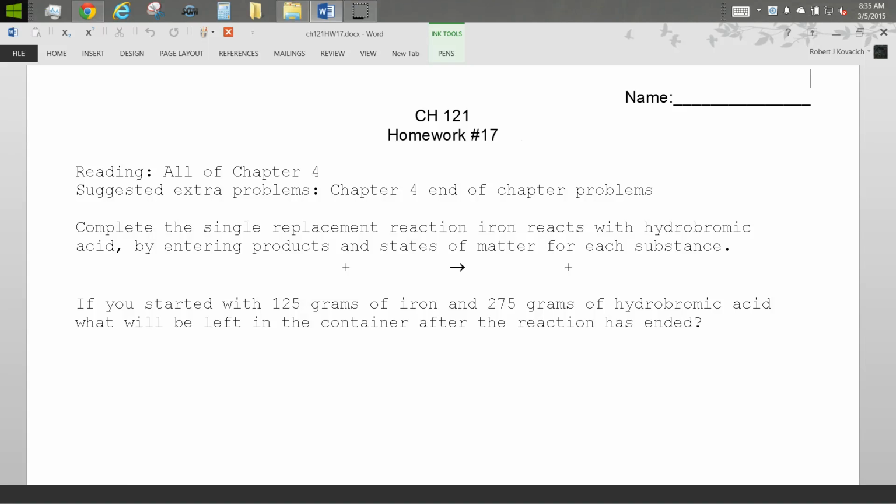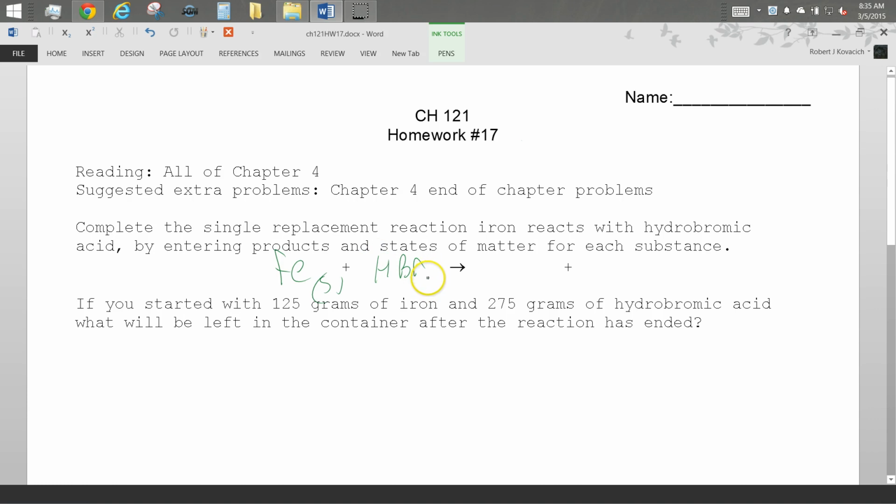Okay, so for this first one, we're going to take iron and react it with hydrobromic acid. So I've got Fe solid over here. And what's the formula for hydrobromic acid? HBr. And what state are we going to put that in?